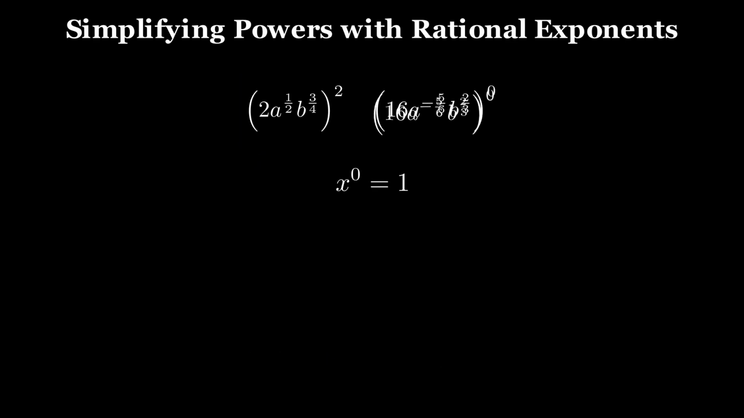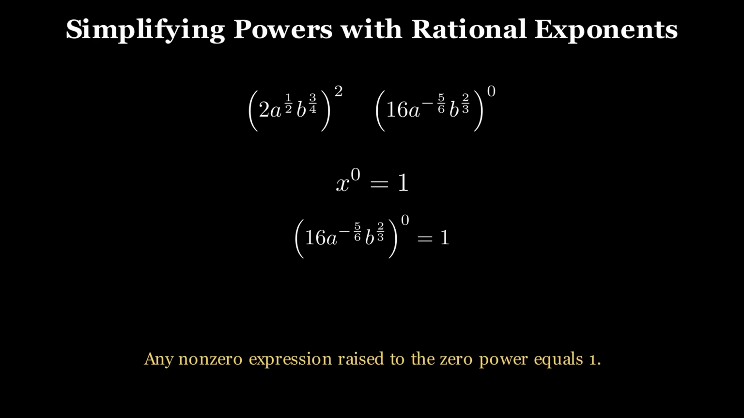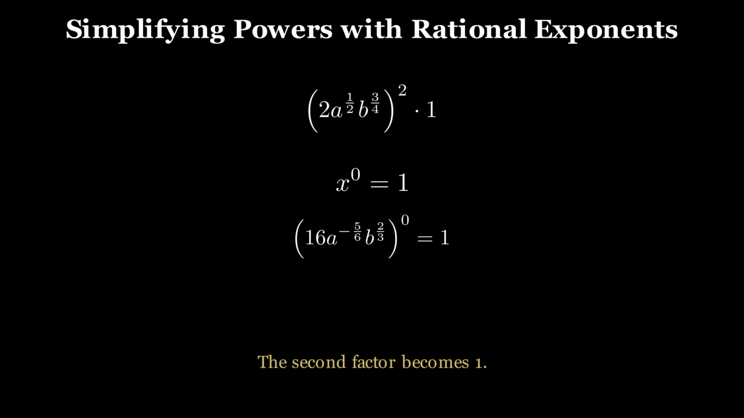The second factor is raised to the zero power. Any non-zero expression raised to the zero power equals 1. So the whole second factor becomes 1. That means the first factor still needs to be simplified.